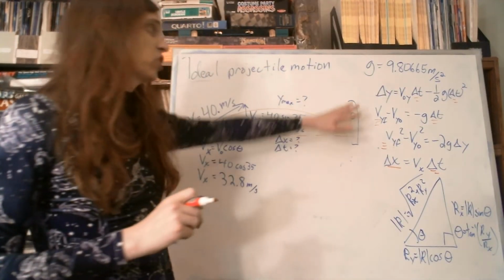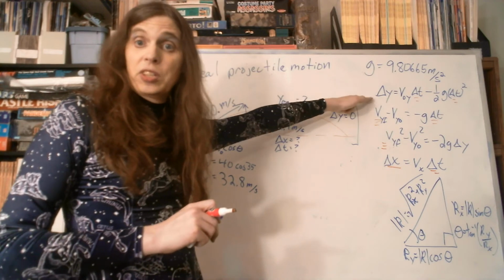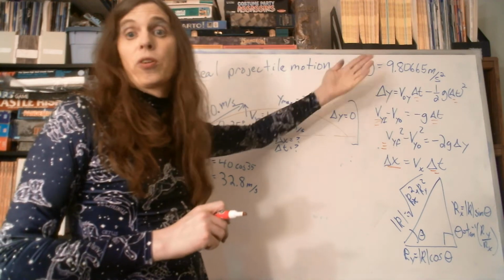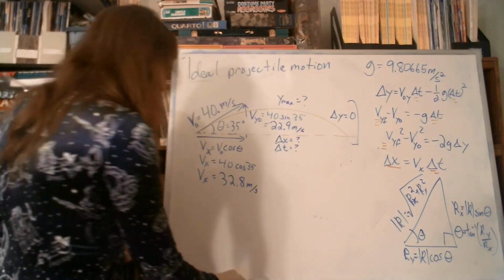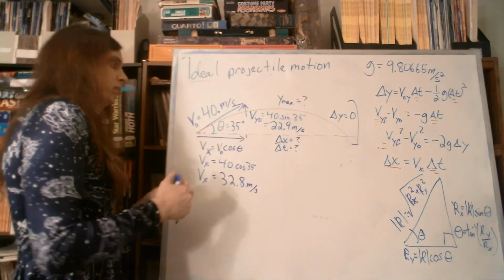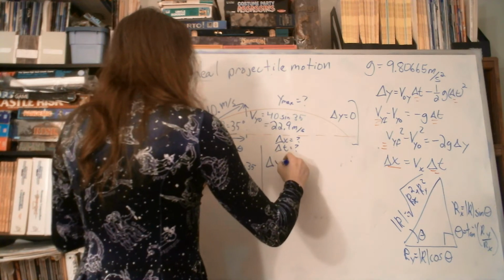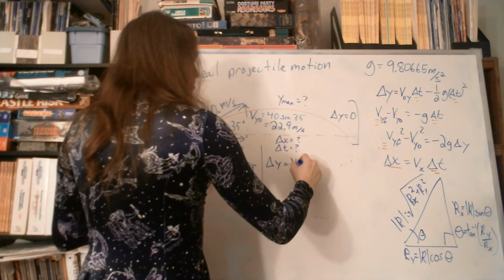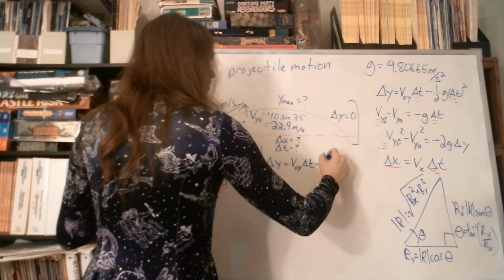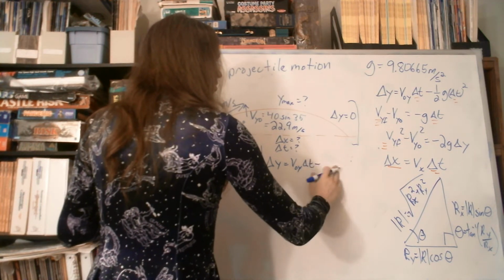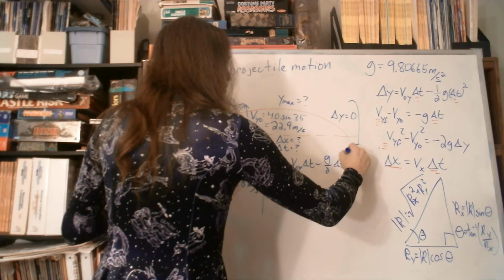So this gives us a question where this equation has a single unknown. It's one of the ones we're looking for. So let's work with that. Okay, so we do this. Delta y is v0y delta t minus g over 2 delta t squared.